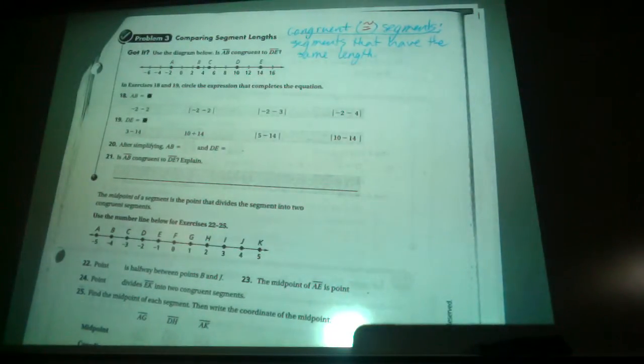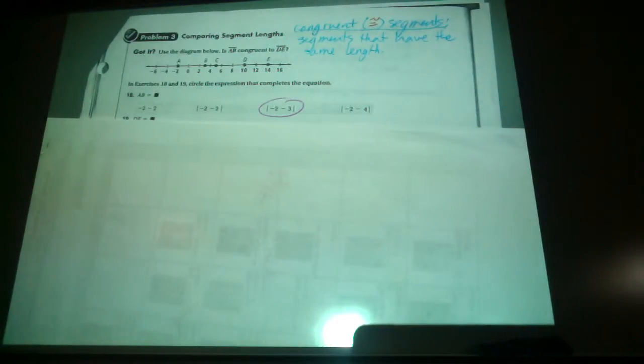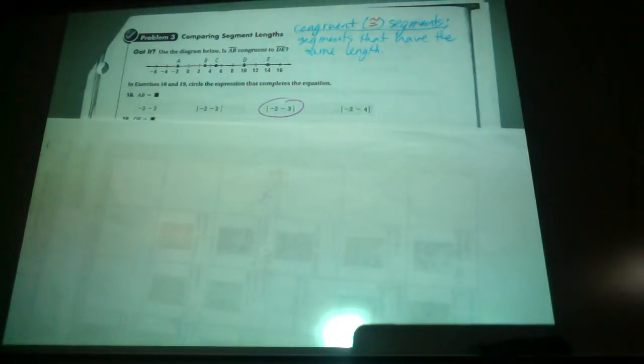So what did you say for A to B? The absolute value of -2 minus 3. Notice that they didn't give you the choice of 3 minus -2, the absolute value of that. That also would have been an acceptable answer. What is -2 minus 3? That would be the absolute value of -5, right? And then that value would be 5.